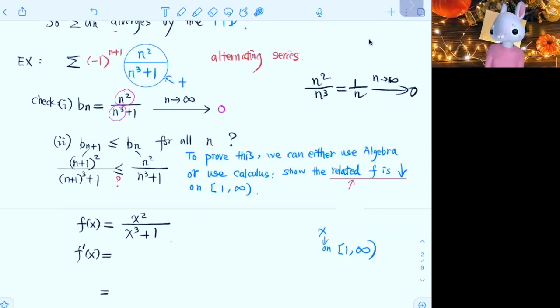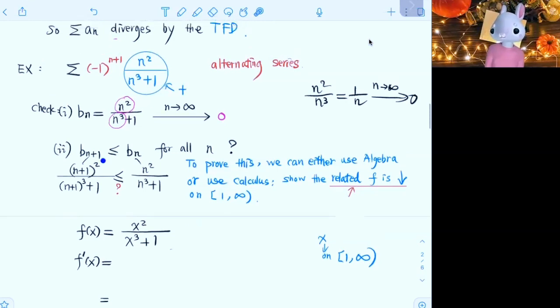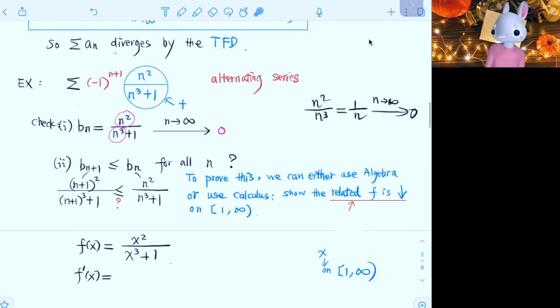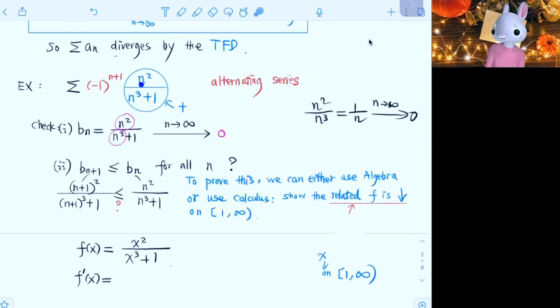How can I prove Bn+1 is less than or equal to Bn for all n? You can try to prove it using algebra. Substitute n plus 1 into the n, replace the n here by n plus 1. That's Bn+1. And then compare that with Bn. Would this be less than or equal to this? You can prove this using algebra.